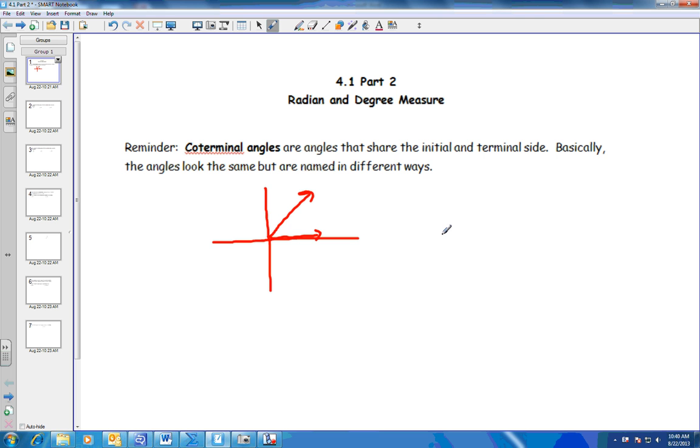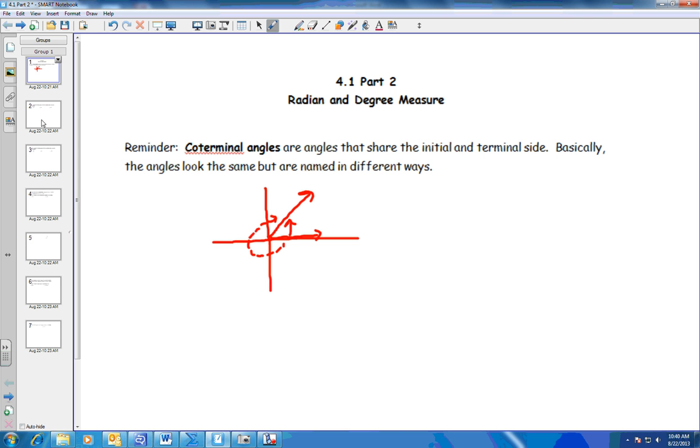right there, you wouldn't know, okay, is this a positive angle? Was this a negative angle? Did they go this way? These are coterminal angles. They look exactly the same, but they can be named in lots of different ways.